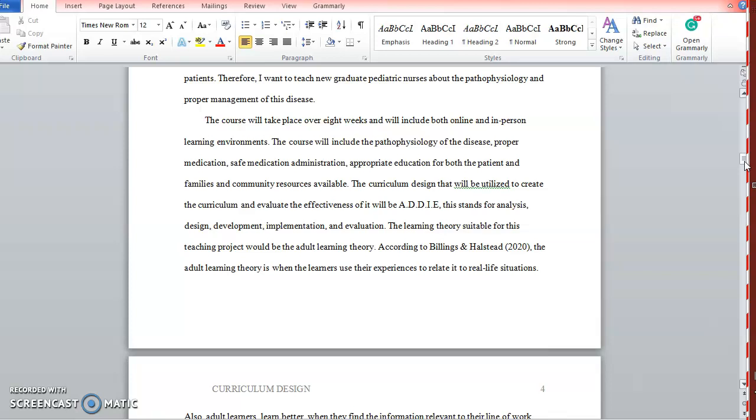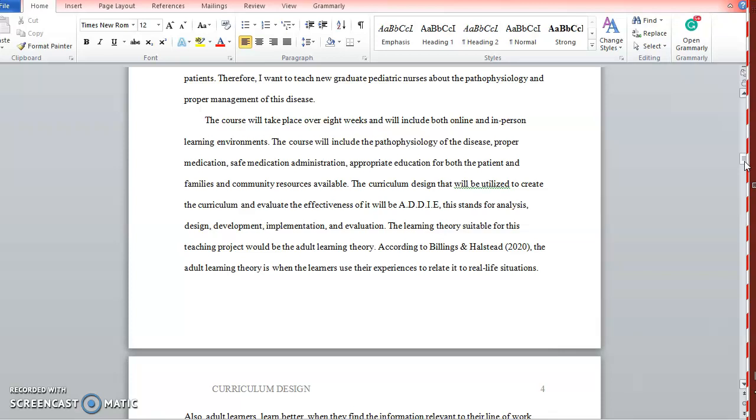When I started creating my curriculum, I wanted to include the pathophysiology of the disease, proper medication, safe medication administration, and proper education for both patients and families, because with pediatrics, you see a wide range of ages. You could have a 5-year-old that you're going to teach, or a 14-year-old that does not want to take their meds. So you have to learn how to educate. You also have to educate the families, some of whom could hold higher educational degrees than others, so you have to learn how to present the education so that they'll understand.